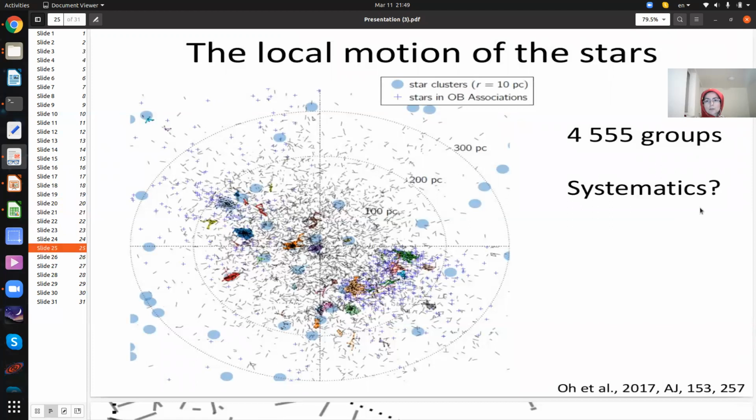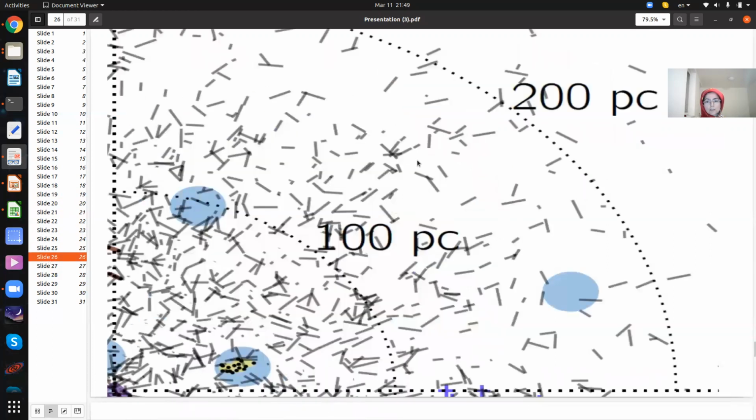Here we see the proper motion of the stars for 4,555 groups of the galaxy. Here is a closer look at the picture, and you see in here that the difference between lines shows the velocity. The length of the line gives the velocity.